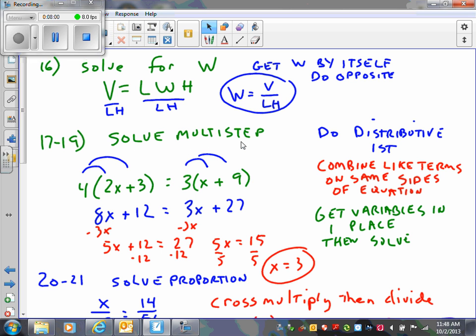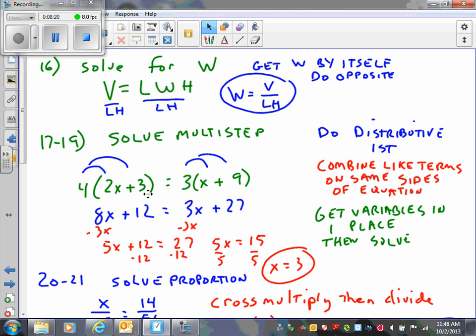17 through 19 are solved multi-step equations. I'll give you a hint. None of them will have no solution or all real numbers as an answer, and you can tell that as soon as you see the test because it won't have that. You have to do the distributive property first. You got to get rid of any parentheses.